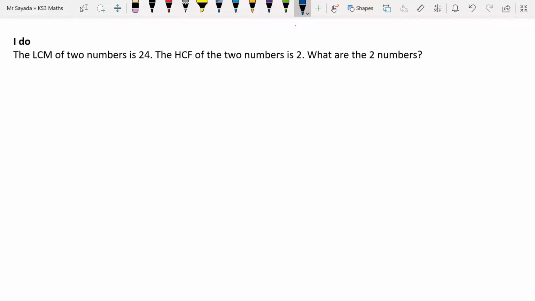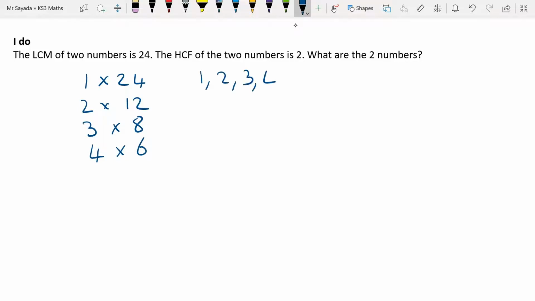The first thing I'm going to do is write down all the factors of 24. So if I do that quickly, I get 1 and 24, 2 and 12, 3 and 8, 4 and 6, and there are no others. So altogether, my factors of 24 are 1, 2, 3, 4. That was going down that way. If I go up this way to get the rest, 6, 8, 12, and 24. So those are my factors of 24.